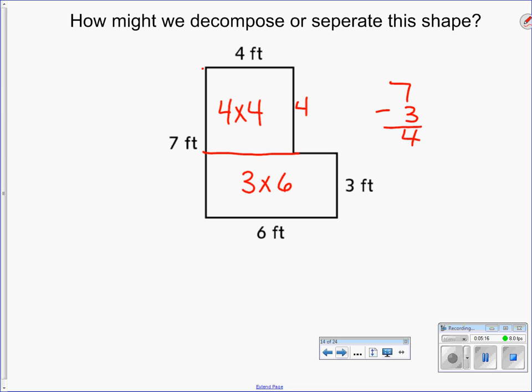Boys and girls, this can get a little confusing, okay? So you need to really pay attention. So 4 times 4 would be 16. This would be 18, and then you would just add the 2 together, 16 plus 18, and you would get 34 square units.